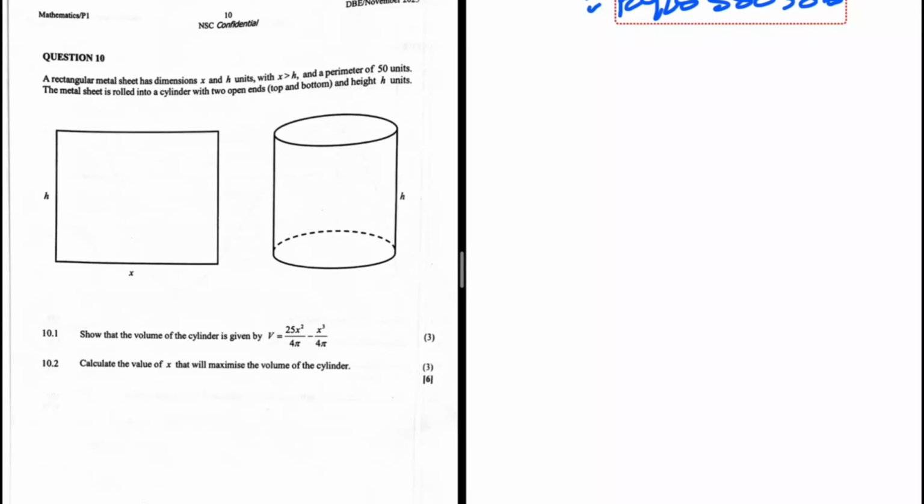Show that the volume of the cylinder is given by V is equal to 25x squared divided by 4 pi minus x to the power 3 divided by 4 pi.